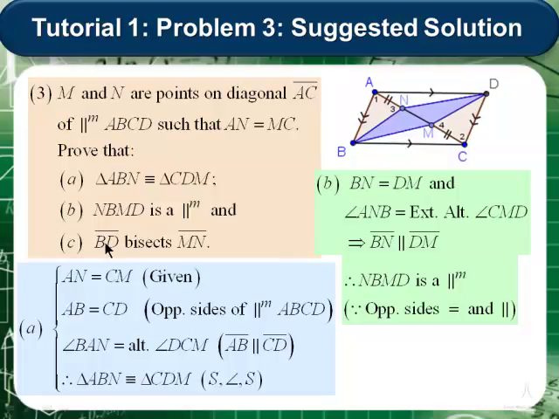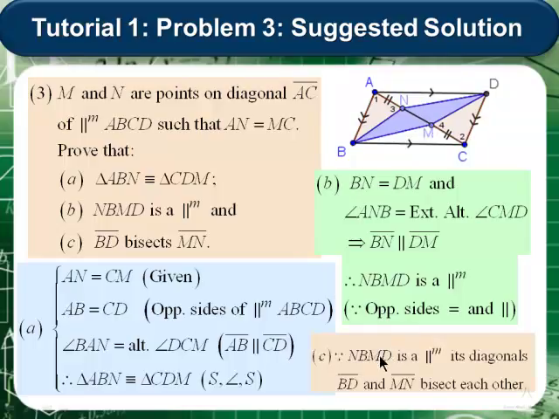Lastly, we need to show why BD bisects NM. Now that's plain and simple, because we've proved that this blue quadrilateral is a parallelogram and the diagonals of a parallelogram bisect each other. Therefore, line segment BD and line segment NM, being the diagonals of this particular parallelogram, must bisect each other.